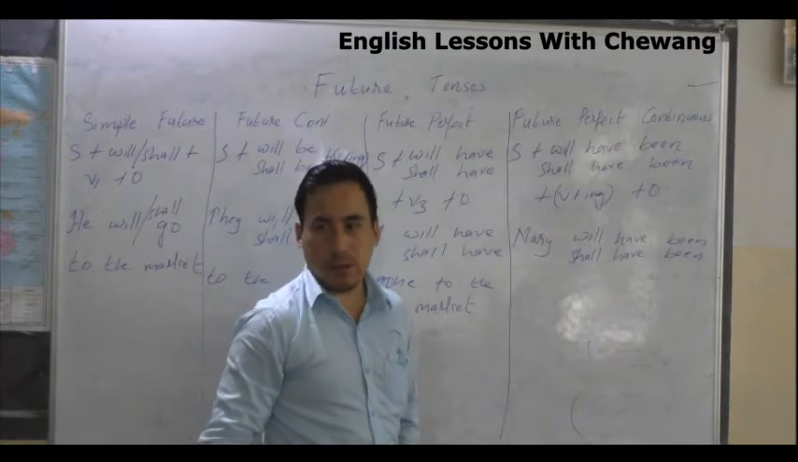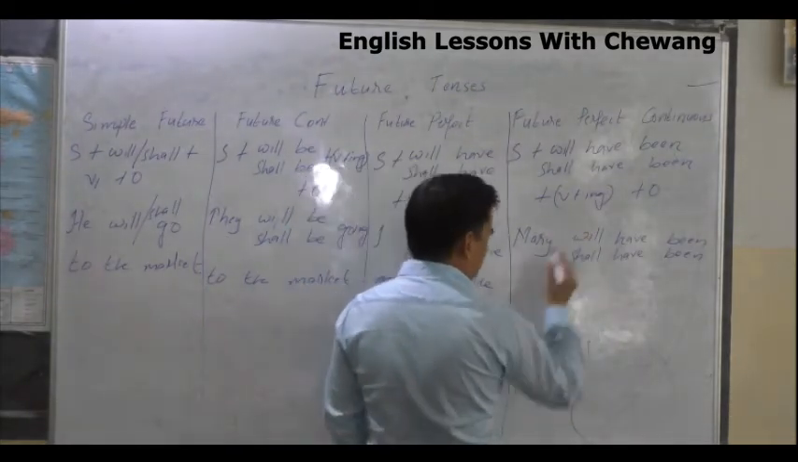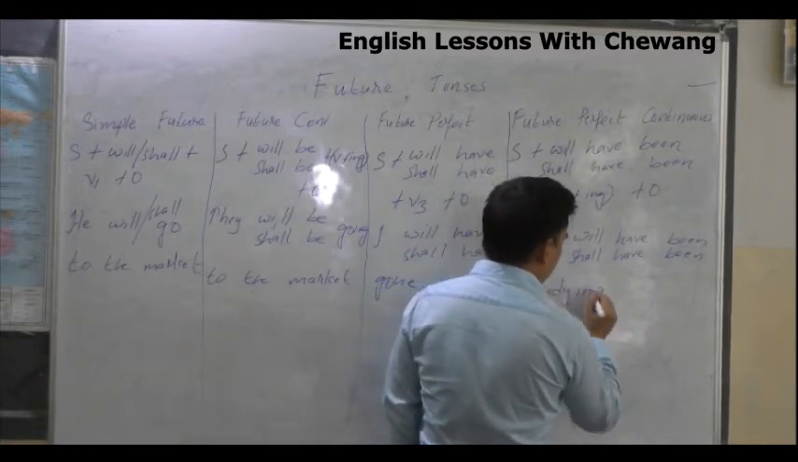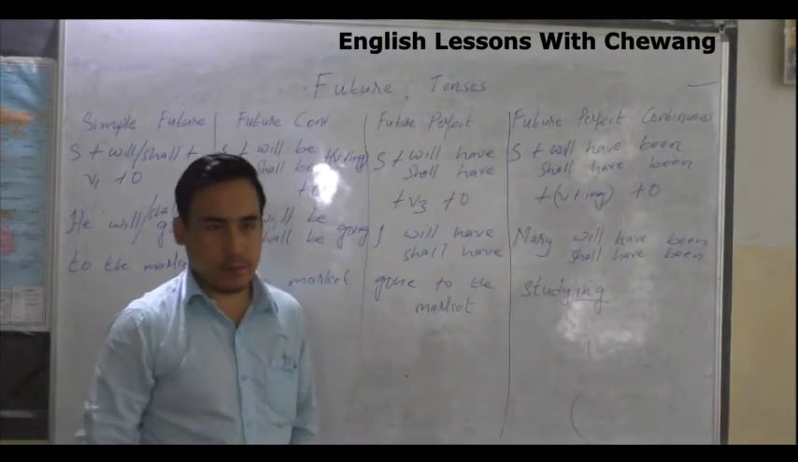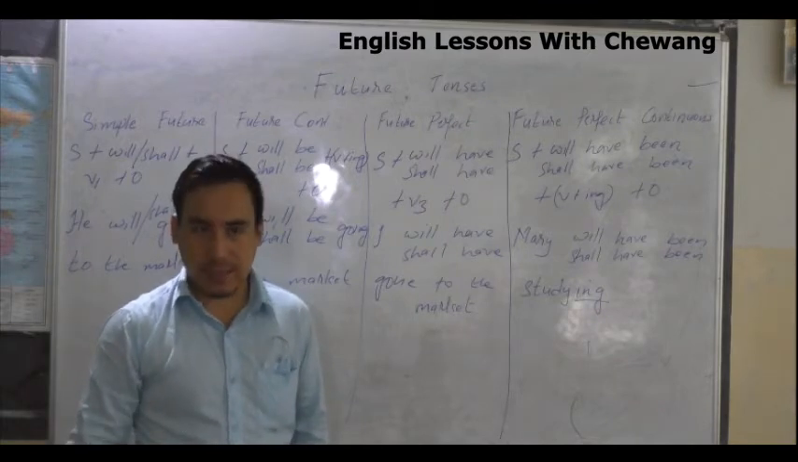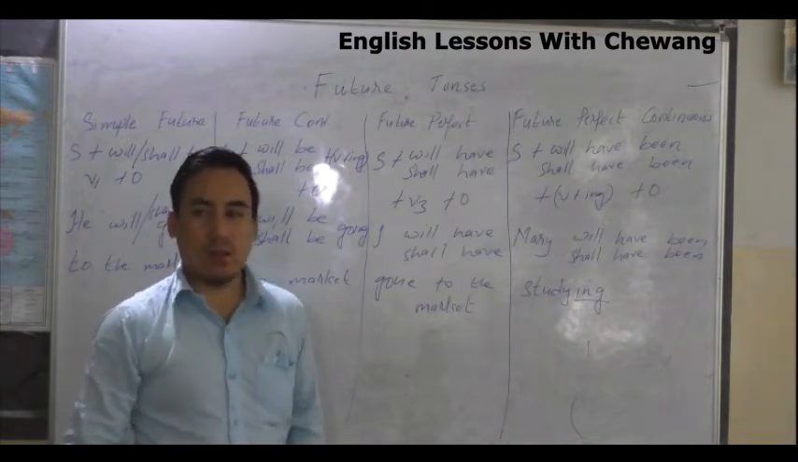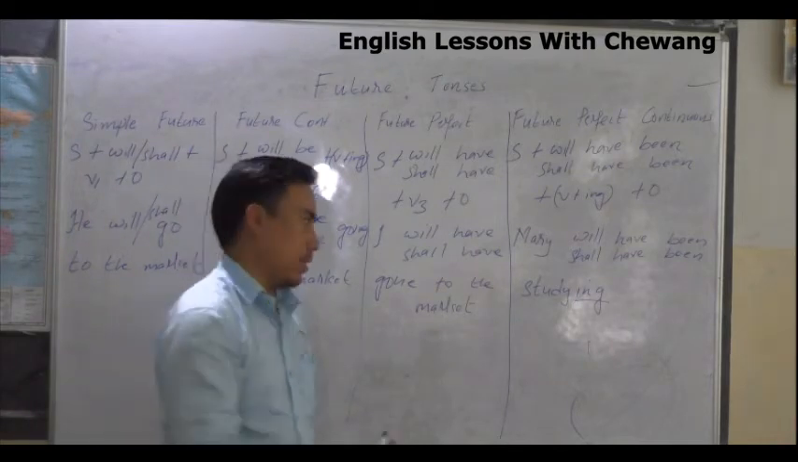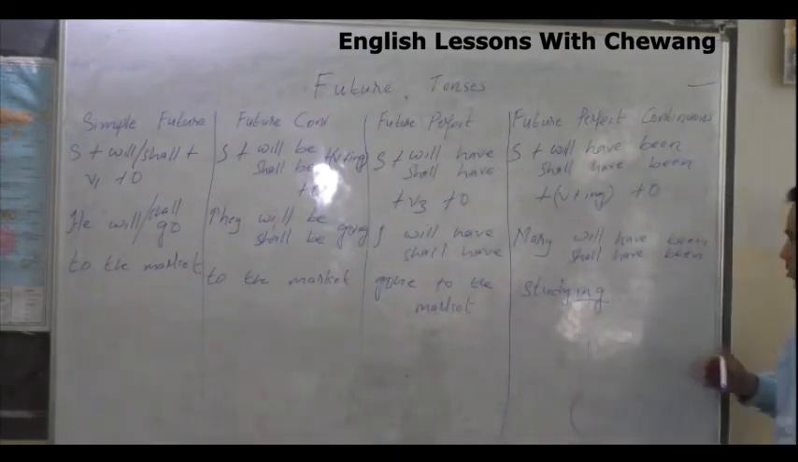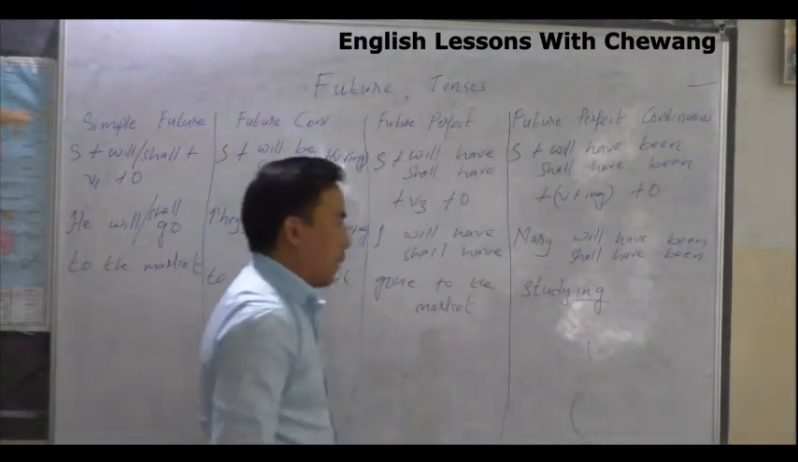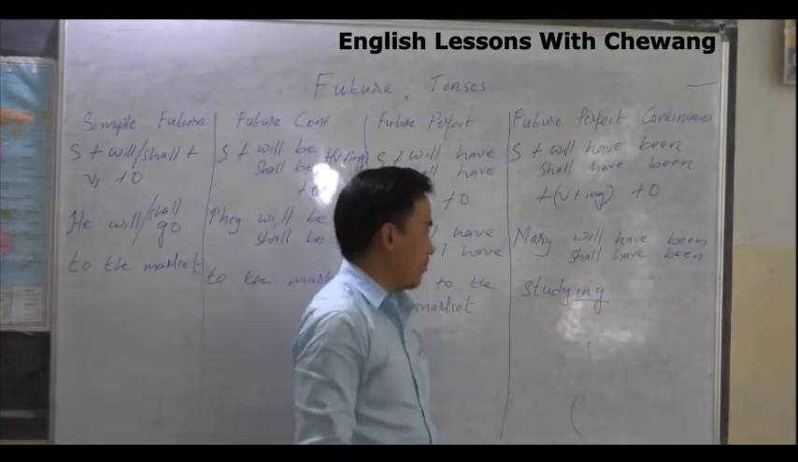plus verb in ing, yes or no? So in continuous, the verb should be in continuous. So Mary will have been studying. Mary will have been singing. Mary will have been crying. Okay. The verb should be in continuous. That is ing. Mary will have been studying at home. Okay, alright. So Mary will have been studying at home.